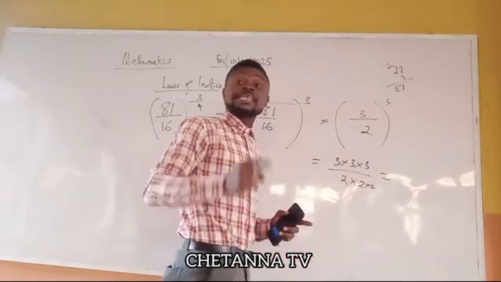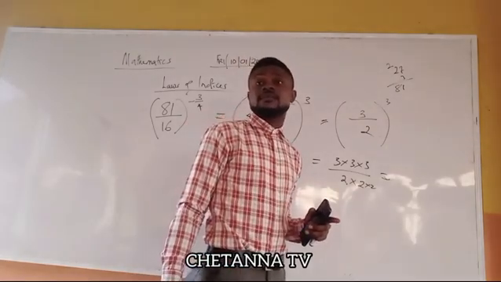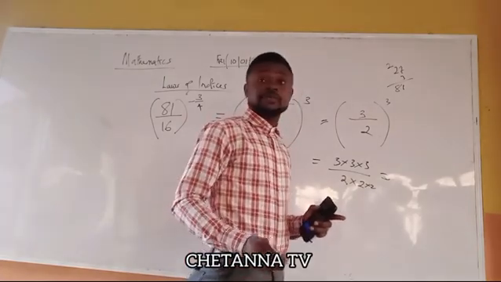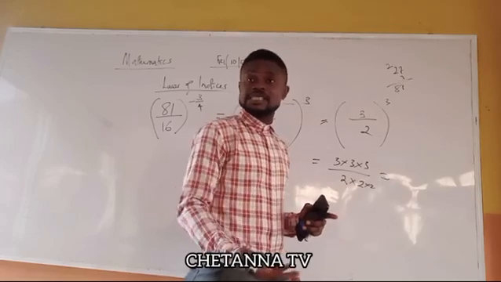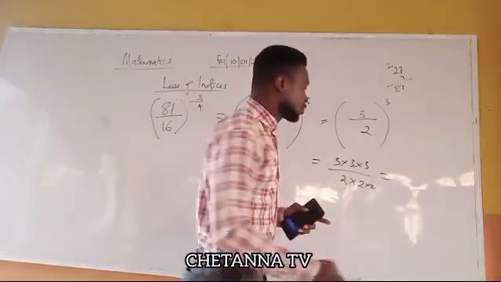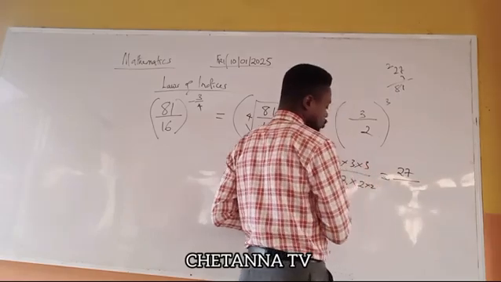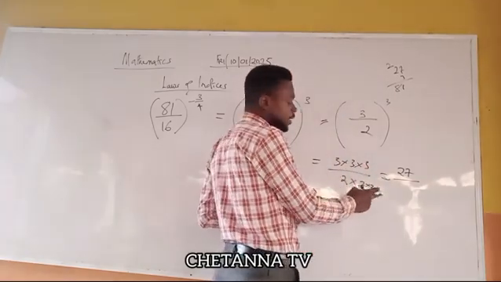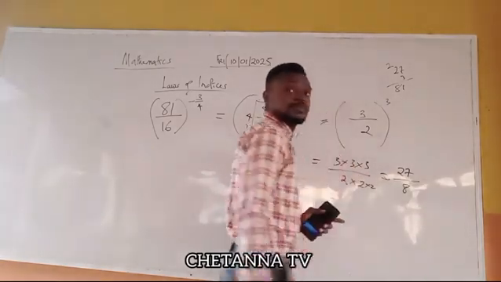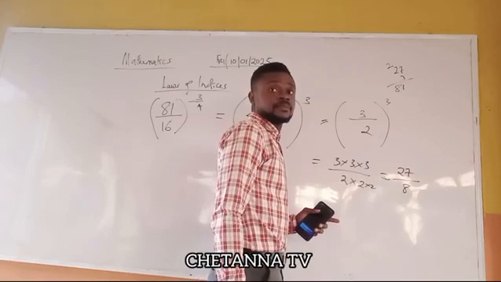No, don't tell it. 9 times 3 is what? 27 now. 9 plus 9 plus 9 is 27. 9 plus 9 is 18. 18 plus 9 is what? 27. So here is what? 27 over what? 2 times 2? 4. 4 times 2? 8. 27 over 8. That's the answer. Huh? That's the answer.